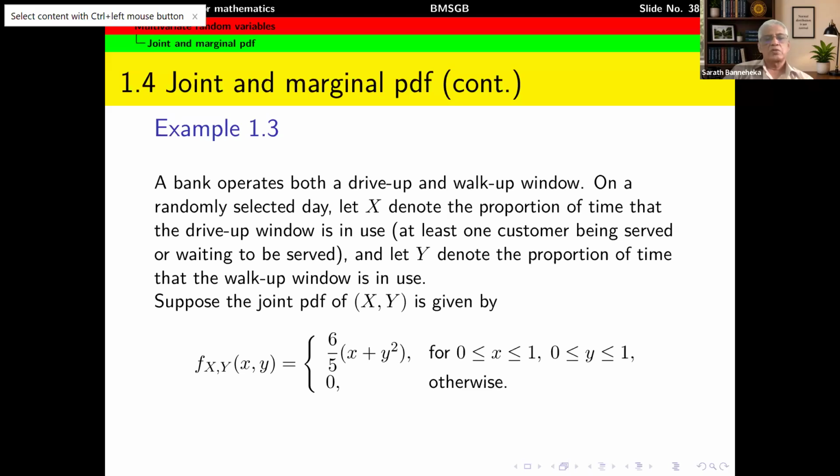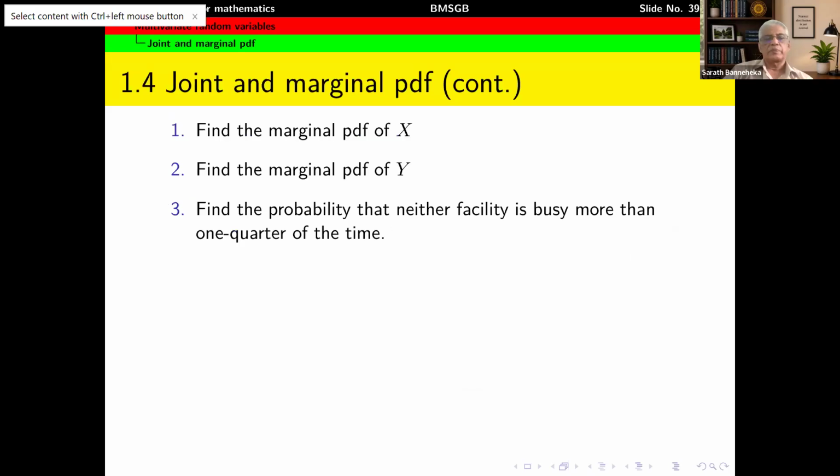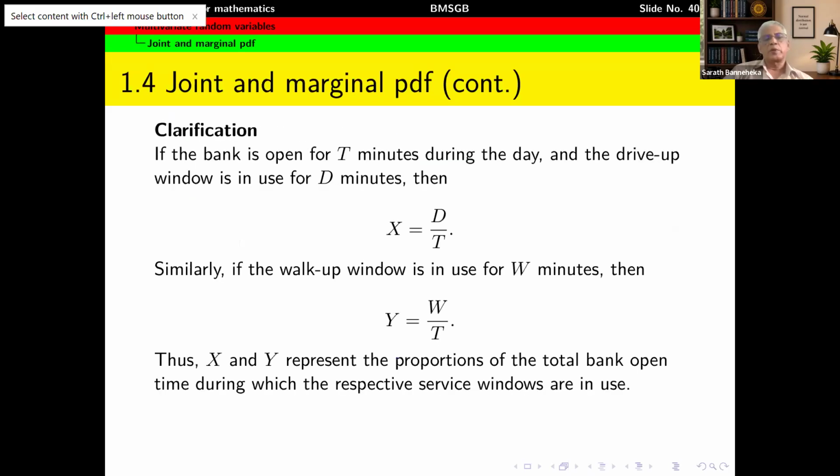Not mentioned here, so I'm assuming, yes. If the bank is open for T minutes during the day and the drive-up window was in use for D minutes, then X will be divided by T. The drive-up window was in use, which means some people were getting service, D minutes out of the total T minutes, then X will be equal to D over T.